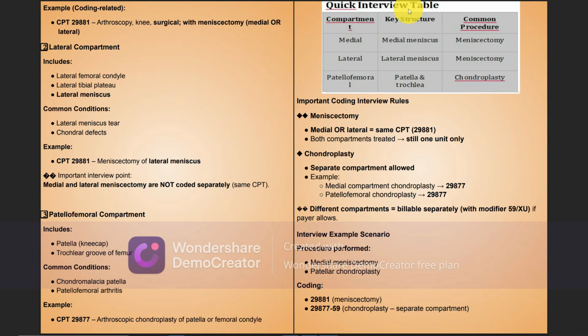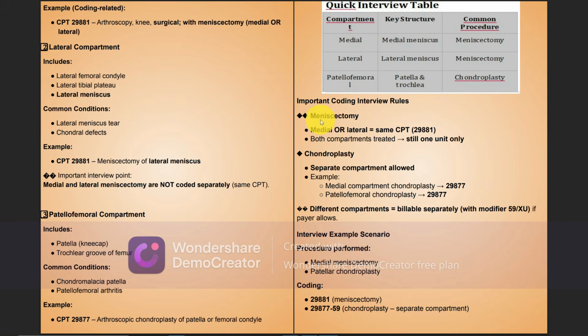Quick review, interview table: compartment, key structures, common procedures. Medial: if a medial meniscus procedure is performed, we use meniscectomy, and we have a code for that. Lateral meniscus: meniscectomy is performed. Patellofemoral, patella and trochlear: here the procedure performed is chondroplasty, right?